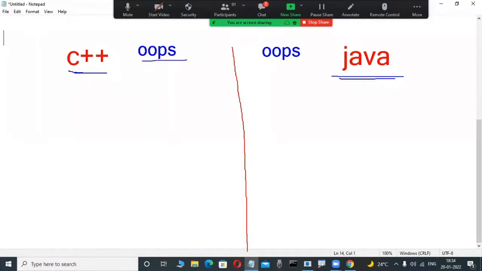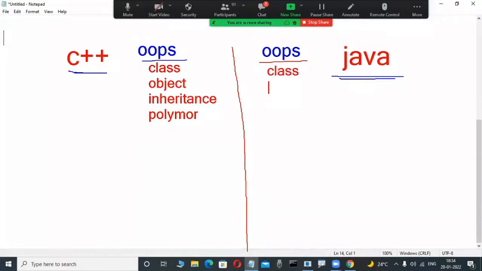Here OOPS concepts means, maybe some fellows have an idea, a class is a concept. Again, object is a concept. Again, inheritance is a concept. Observe here. Again, polymorphism is a concept. Maybe so many fellows have an idea. Same here, in Java also there are OOPS concepts. What is class? Okay, fine. What is object? Some concepts are there or not? Yes. What is inheritance? Okay, fine. Yes, here. Again, what is polymorphism? So many concepts are there. That's why conceptually class, object, inheritance, polymorphism are conceptually the same.